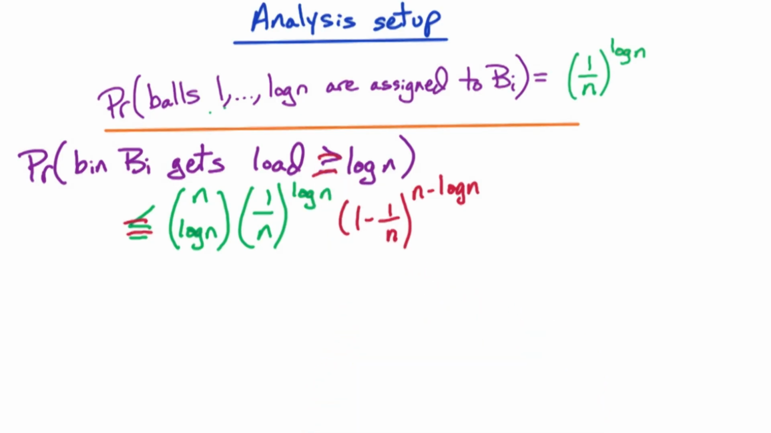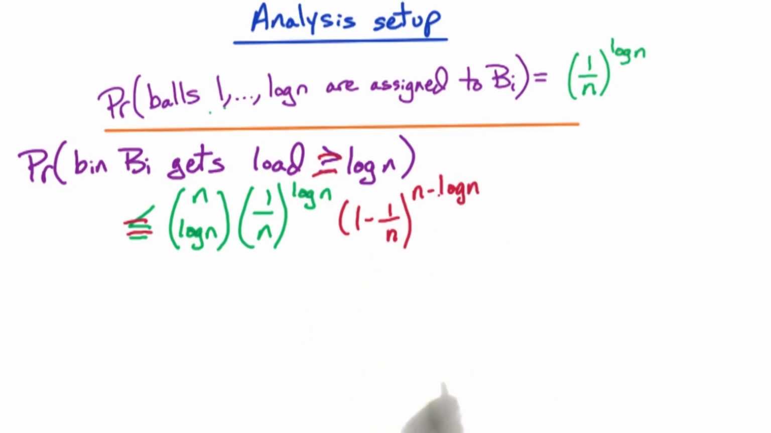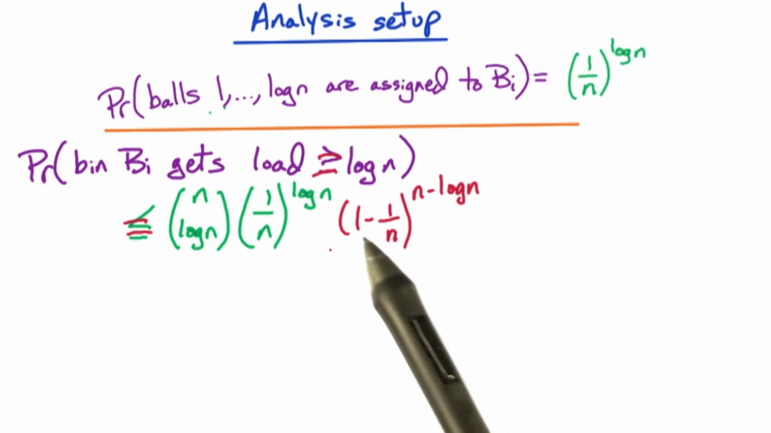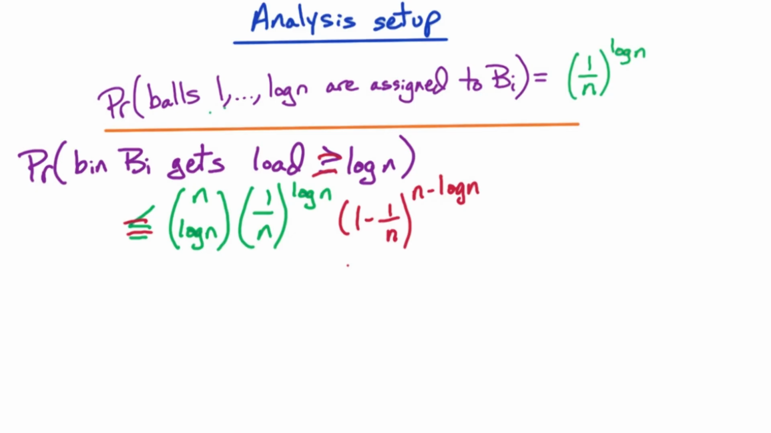But that's not what we want to bound. We want to bound the probability that the bin gets at least log n. So we want to get an upper bound. We ignore where the other n minus log n balls are assigned, and then we get an upper bound on the probability because we allow these n minus log n balls to be assigned to any bin, maybe Bi or maybe a different bin.